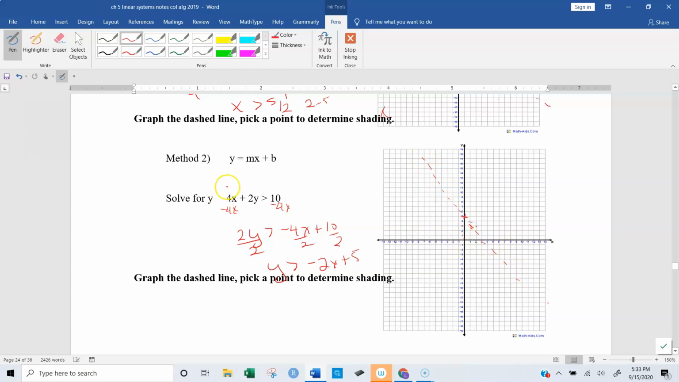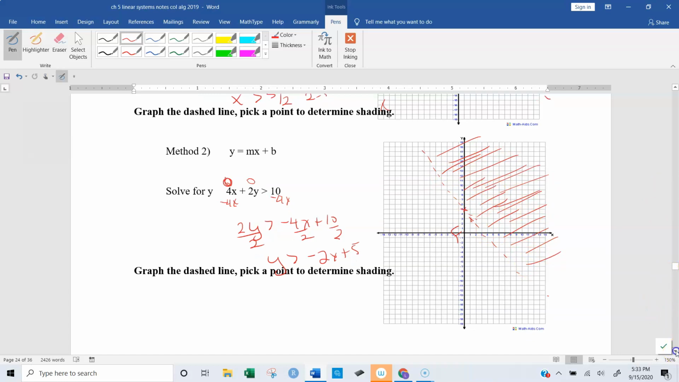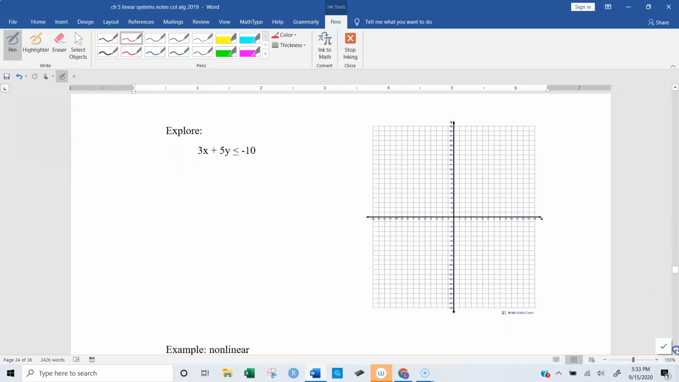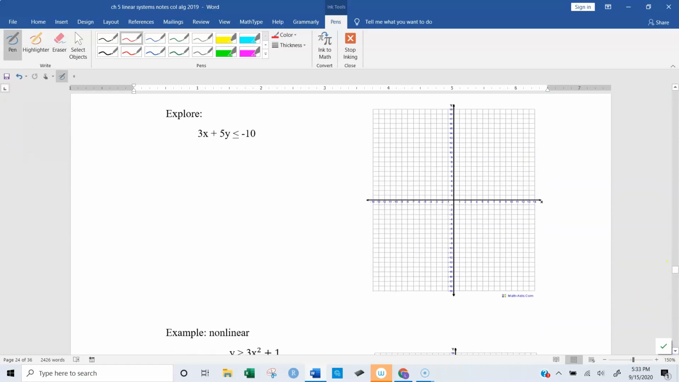We plug in 0, 0 back into the original. Again, this side is false, so we need to shade up here. And you can also do this with lines. I figured I'd show you both ways. So highlighting our lines both work. Okay, both methods are acceptable. I hope you pick the one that works best for you. Okay, pause and do this.